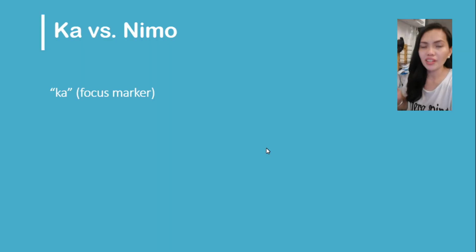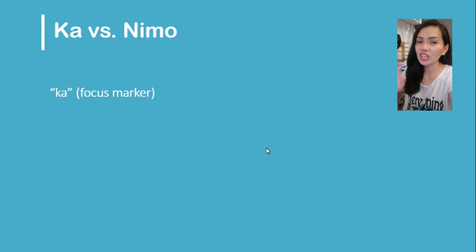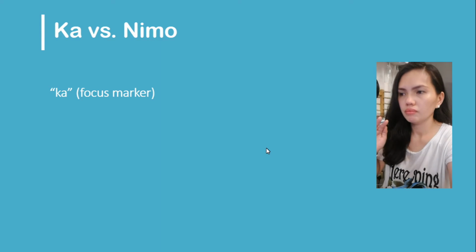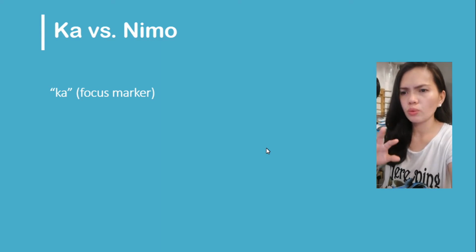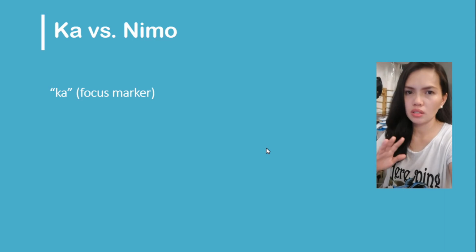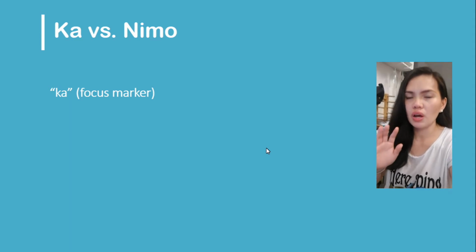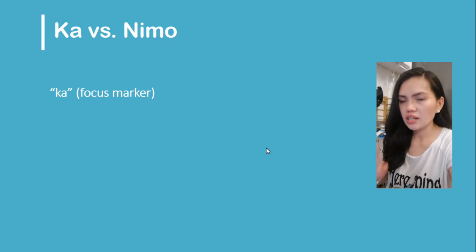Okay. Marius Peterson, if you're watching, hi, thank you so much for your email. Let me give you some points, and then I'll break down these points one by one so that it will be easy for you to understand. I am pretty sure it's not just Sir Marius who is confused. I know a lot of you out there are confused as well on how to use ka and Nimo. So let's start with ka.